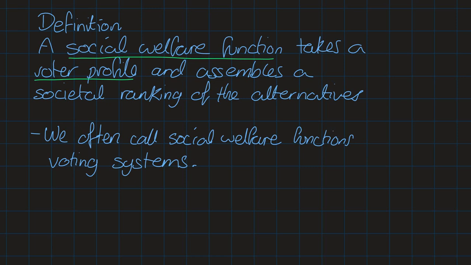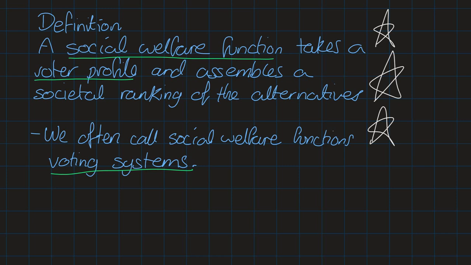Social welfare function is like the fancy name. I prefer to just call it a voting system. So for this module, I'll try and use the term voting system as opposed to social welfare function, because it's just a bit too fancy. Okay, so a voting system, a social welfare function, it's just a function, a set of rules which determines the outcome of an election based on how everyone voted. And this is the basis of voting theory. Voting theory is all about studying voting systems.